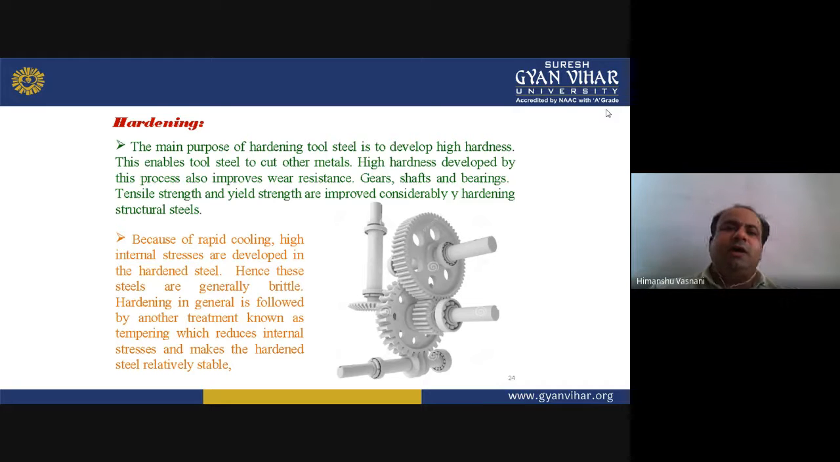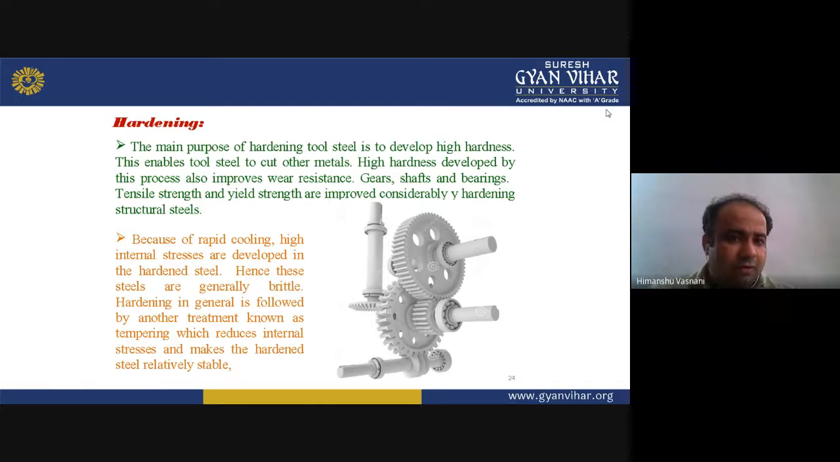The main purpose of hardening steel is to develop high hardness. This enables tool steel to cut other metals, and that is why we go for this process. The high hardness developed also improves wear resistance, so gears, shafts and bearings are examples on which the hardening process is done. Tensile strength and yield strength are also improved considerably in hardened structural steels. Because of rapid cooling, high internal stresses are developed in the hardened steels, and hence they are generally brittle. So hardening is generally followed by another treatment called tempering.